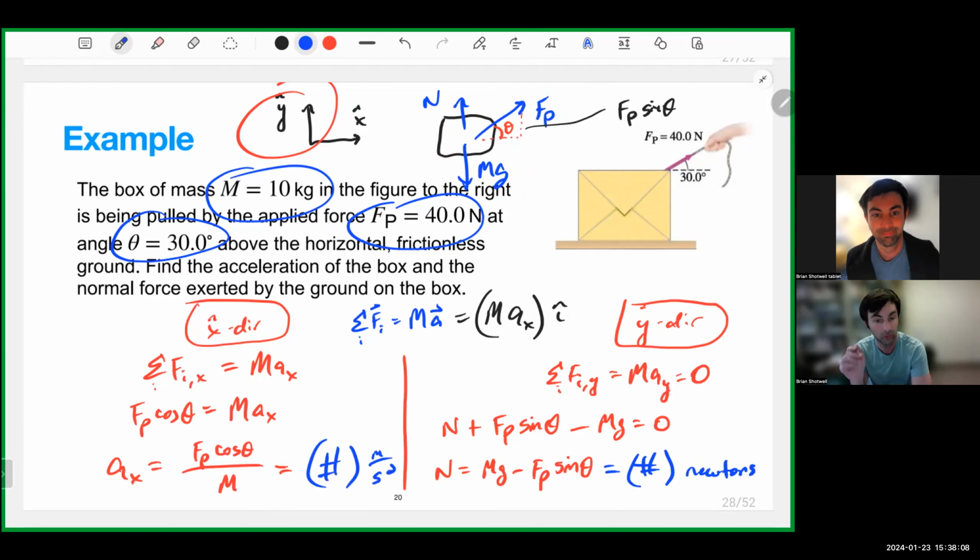As long as Fp is in newtons, which is what they gave us, right? And m is in kilograms, then the acceleration will be meters per second squared. So if you have an equation and everything is in SI units on the right-hand side, then you're left with SI units for this quantity as well. So I'll plug in numbers when I post the lecture notes, but that's how you go about this. Same setup, right? Free body diagram, Newton's second law, separate the x and y directions, and they'll give you a different equation for each dimension.